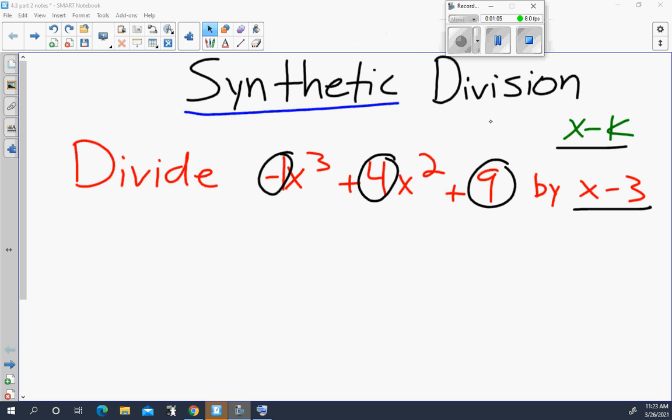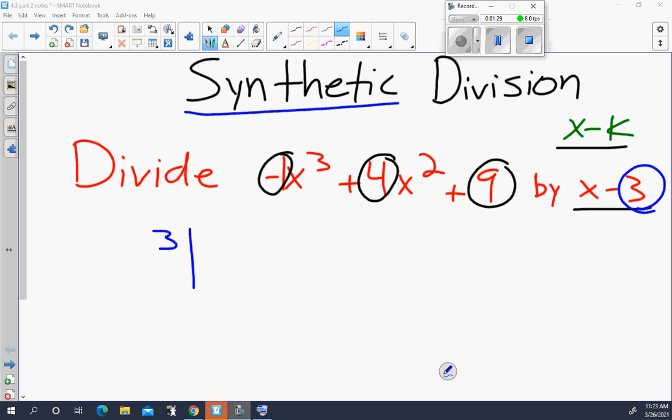The number that goes out front is k. What is k in this instance? Well, it's not negative 3, because it's x minus k. We just care about the 3. So we're going to write that number out front, 3.